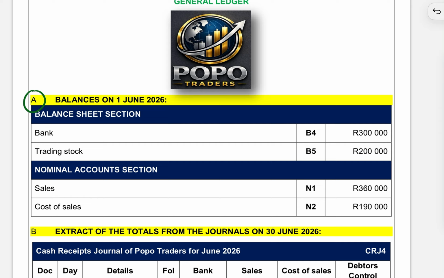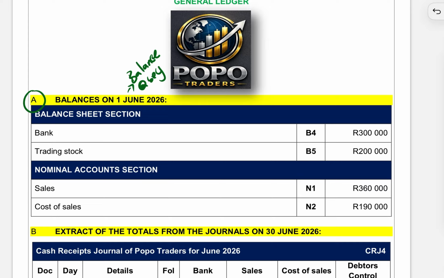So we can safely say that these are the opening balances of the accounts that are listed below. I will label my information and say balance at beginning. These are the balances for Popo Traders at the beginning of the month. Inside this information, we are given balance sheet accounts. We are also given nominal accounts. Under balance sheet accounts, we have the bank account and the trading stock account.